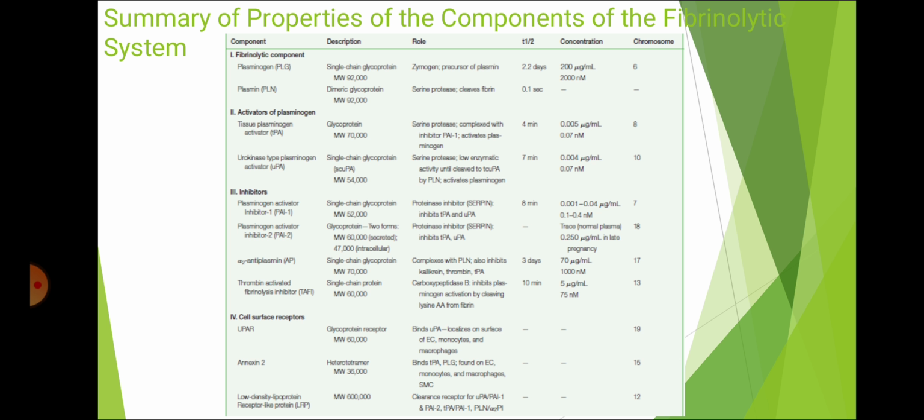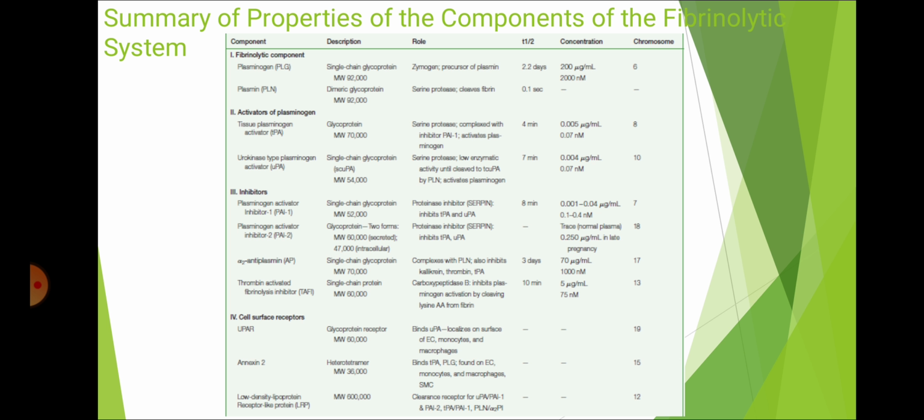And the next is thrombin activated fibrinolysis inhibitor. It is a single chain protein and it inhibits plasminogen activation by cleaving lysine from fibrin. And the fourth category is cell surface receptor, that is UPAR, that is urinary plasminogen activator receptor. It is a glycoprotein receptor. It binds to urinary plasminogen activator, localized on the surface of endothelial cells, monocytes and macrophages.